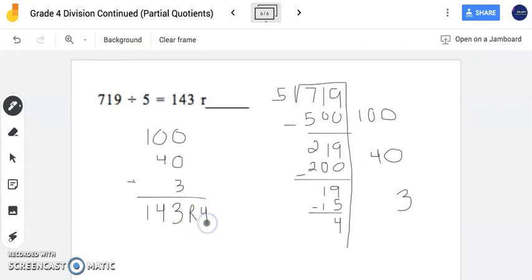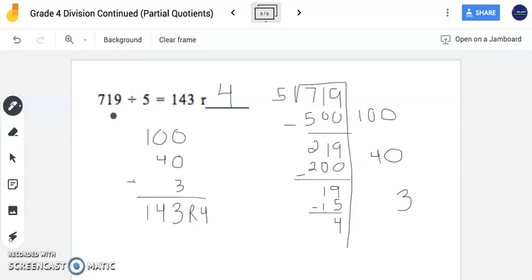So now when they're asking for my answer here, the question's only asking for my remainder, which is 4. But notice I had to do the division here to help me find my remainder. So now you can also do 143 times 5, which equals 719. And then you're going to find that it didn't get you exactly to 719.